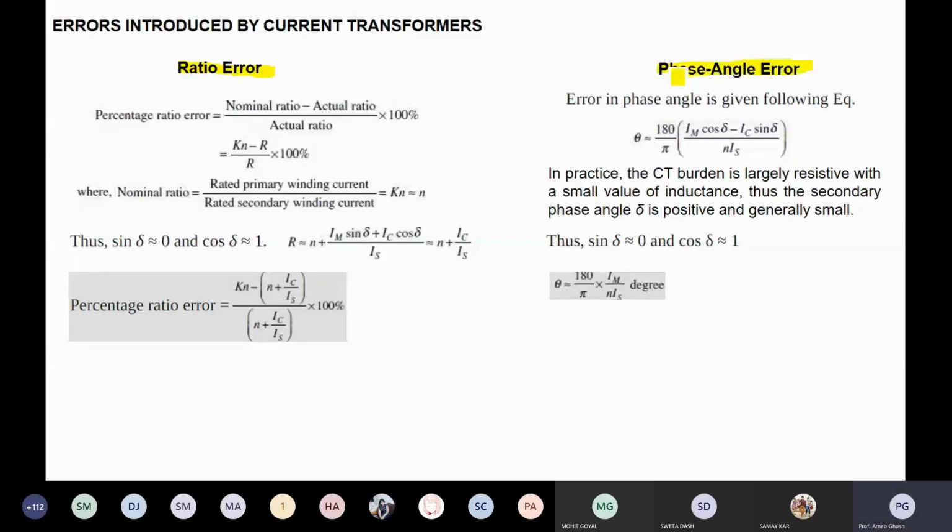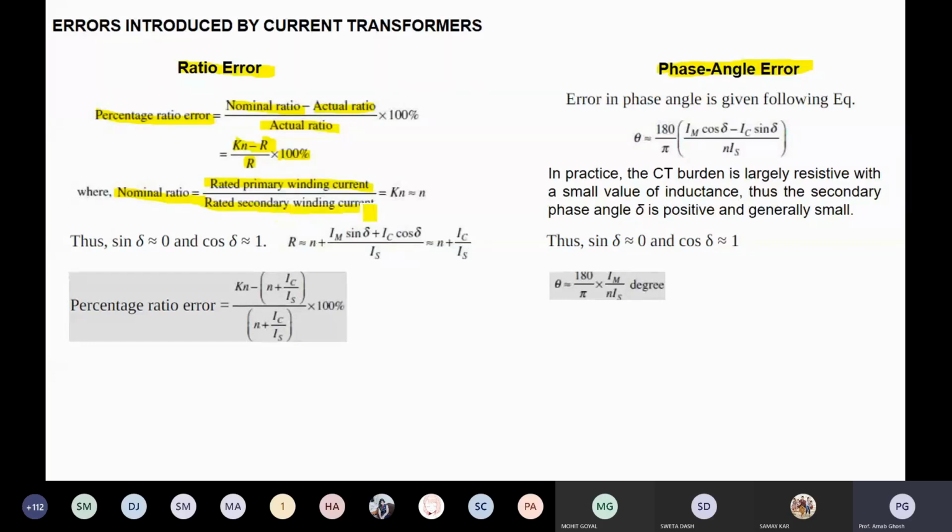So next thing is the error induced by the current transformer. Percentage of error, you know, is the absolute value divided by the reference value or the actual value. So you know the nominal ratio and the actual ratio. Nominal ratio means given by the manufacturer, and actual ratio means you are getting from the testing, means calculations. So nominal ratio is the rated primary winding current divided by the rated secondary winding current, that is given by the manufacturer. That is Kn equal to N.